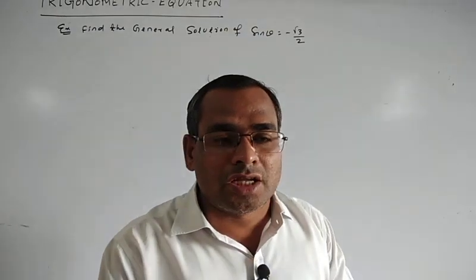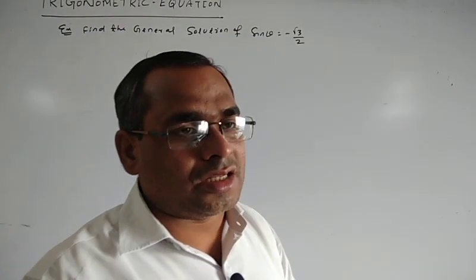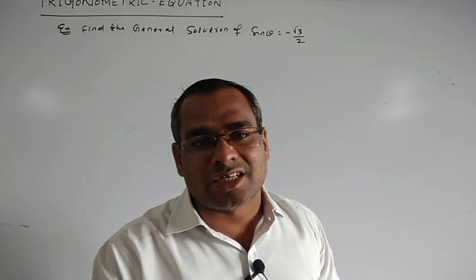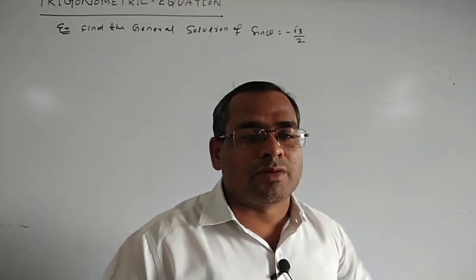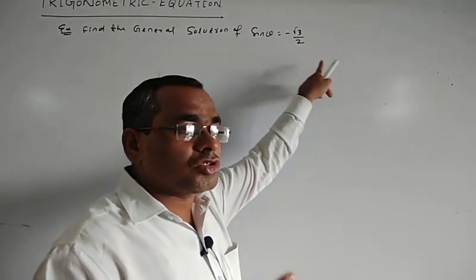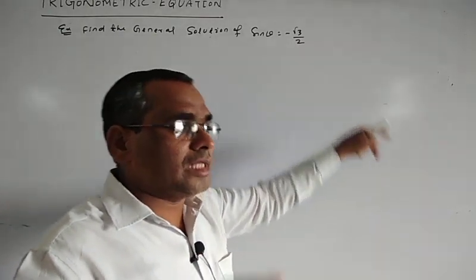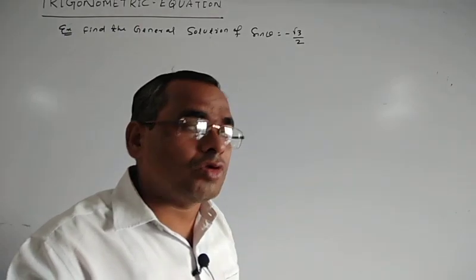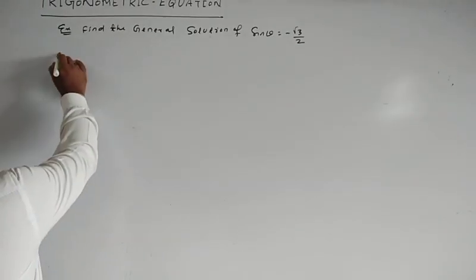So clearly it will be minus 60 degree, because sin of minus 60 degree is equal to minus sin 60 degree, and sin 60 is equal to root 3 by 2. Therefore the sin value is minus root 3 by 2. So this is equal to sin of minus 60 degree. So here alpha is equal to minus pi by 3.